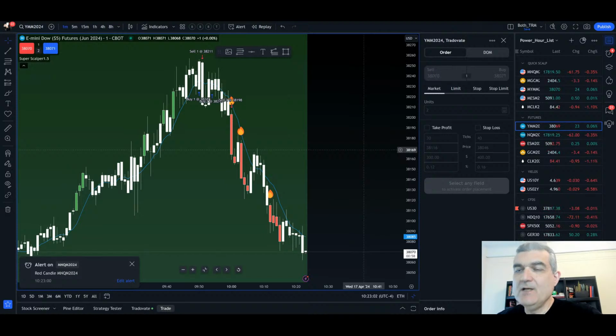But that's it for now. In the meantime, it's just all reds. No opportunities for us because it's a straight trend down. We're looking for the retraces to re-enter the trades.